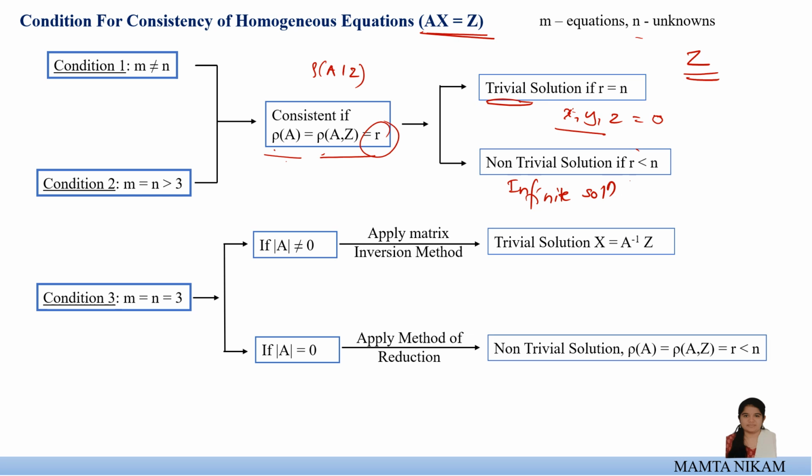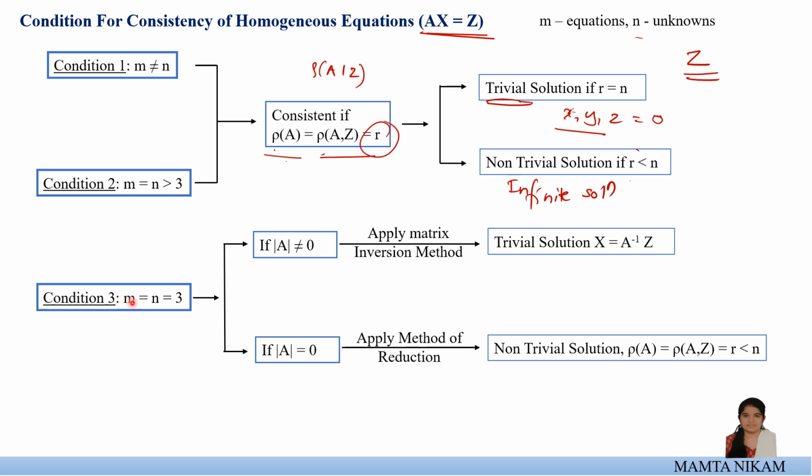So the same conditions are applied for the case where we have number of equations equal to number of unknowns but it is greater than 3. Okay, so same process is applied. Find the rank, check the consistency, check if it is consistent, check what is the solution, whether it is going to have a trivial solution or non-trivial solution.